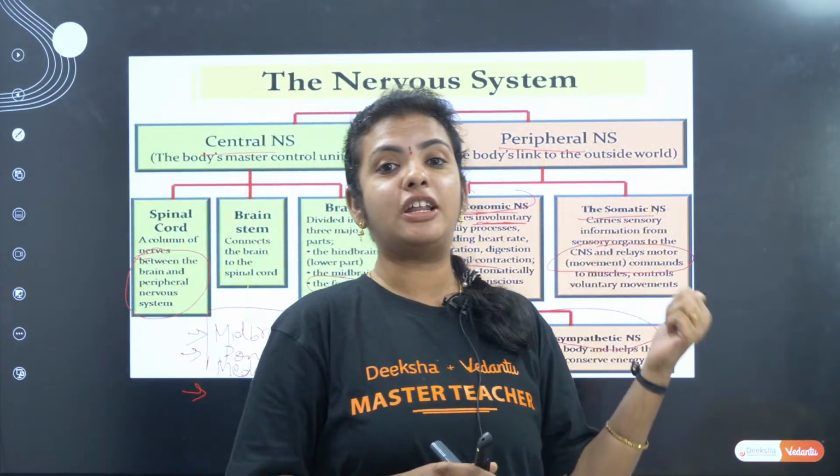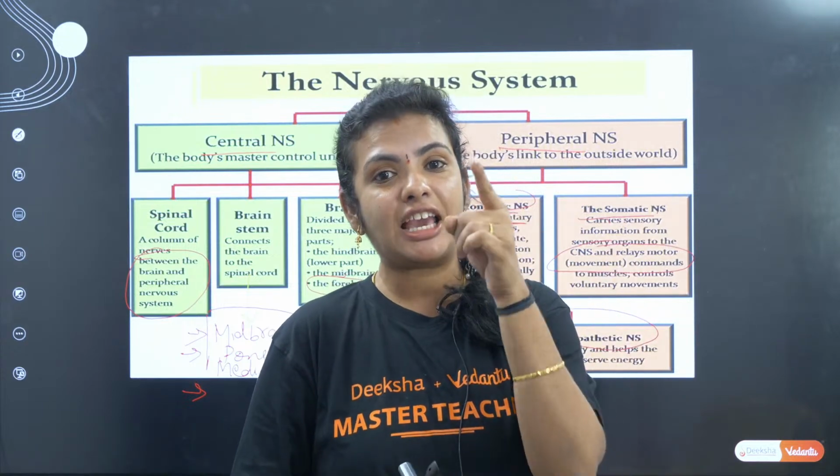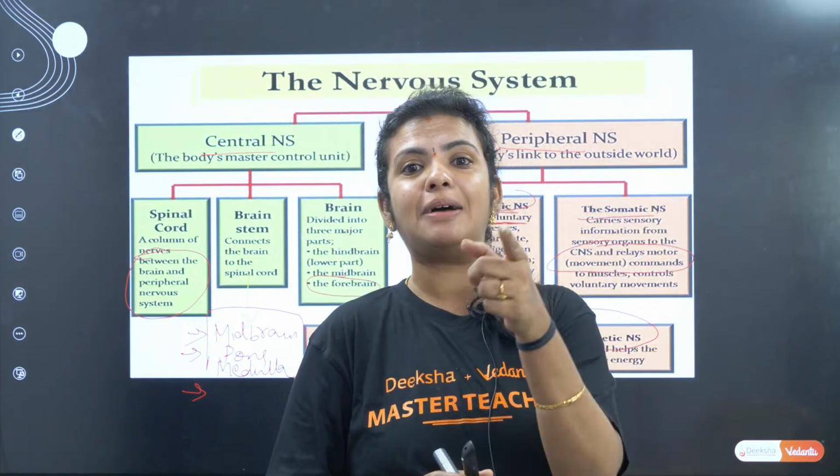Okay, very good, Dhanush. Fear and flight hormones in case of animals. In case of plant, who is that hormone? It is the abscisic acid.